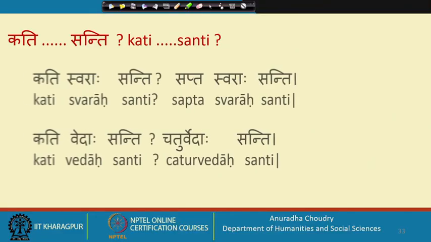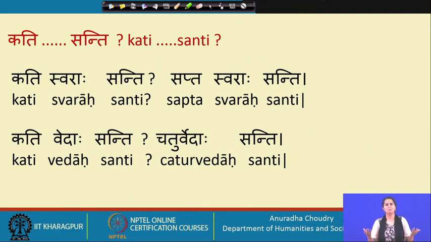Now, let's look at a few sentences. These are things from tradition or general knowledge questions that exist. So, we have kati swaraha, which means how many notes are there. Swara is the word for the notes when we are talking about music. Kati swaraha santi? Vadatu, sapta swaraha santi. Uttamam. Similarly, kati vedaha santi? Chatur vedaha santi.